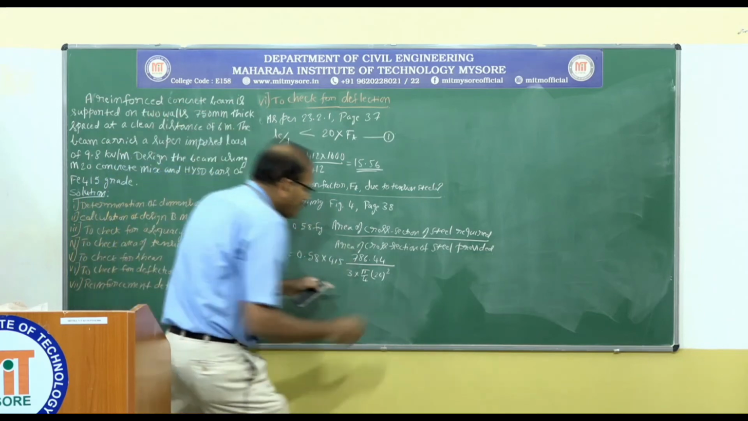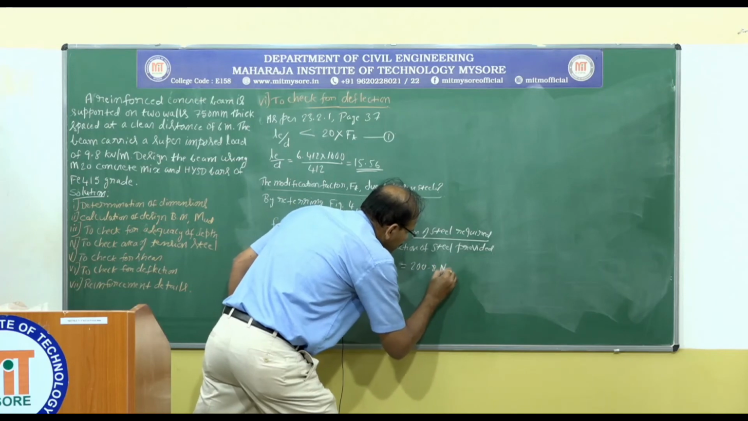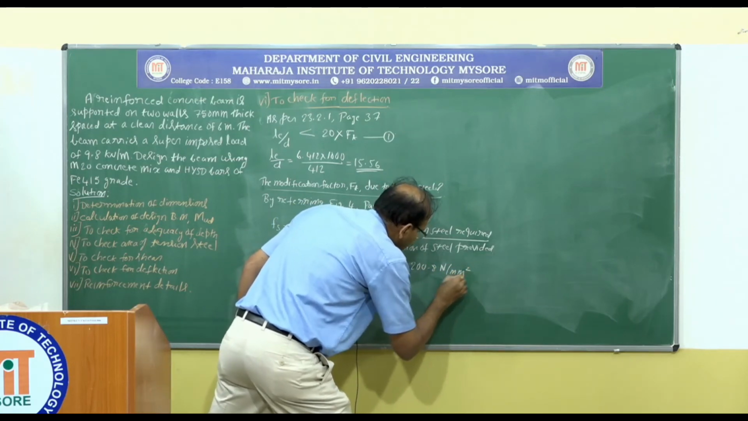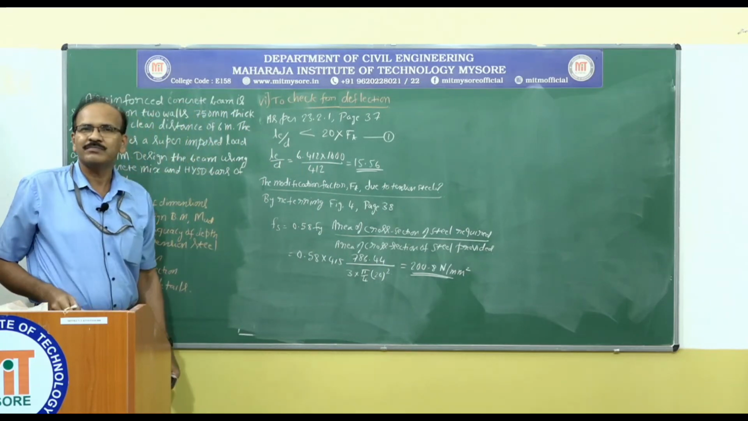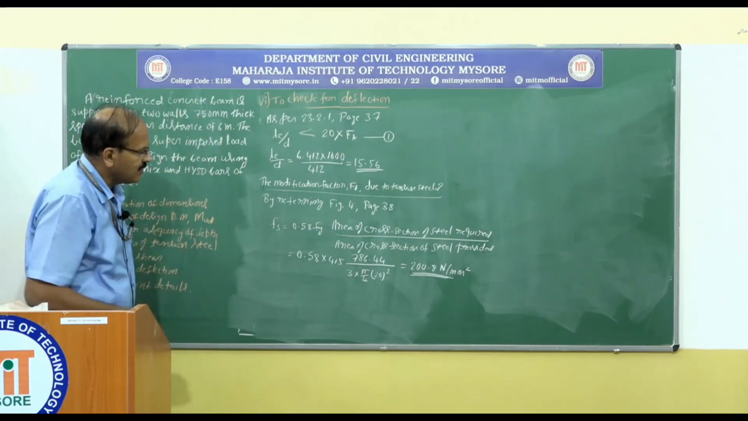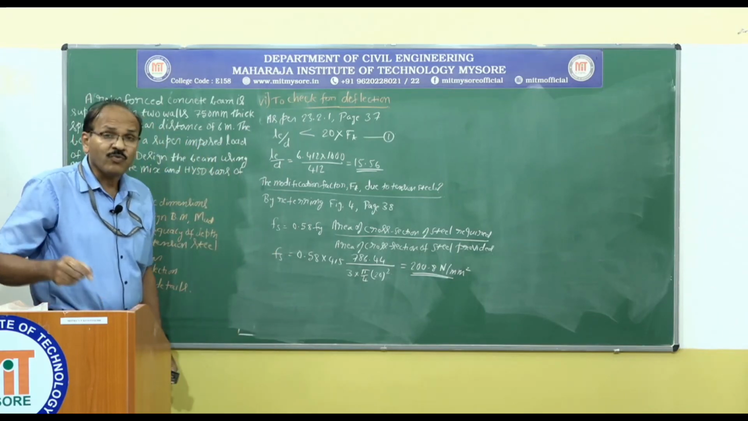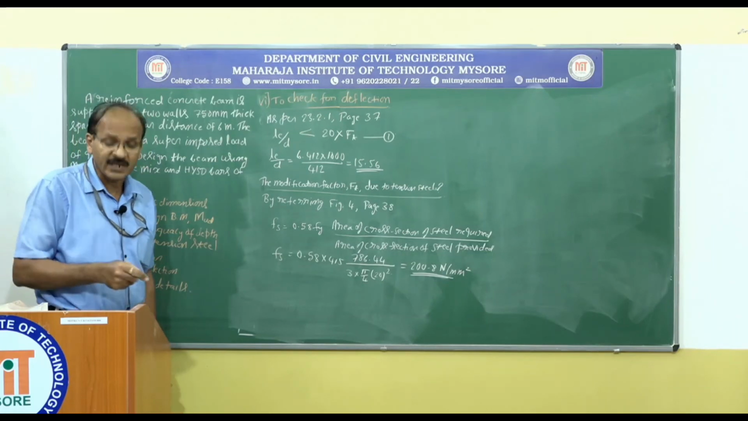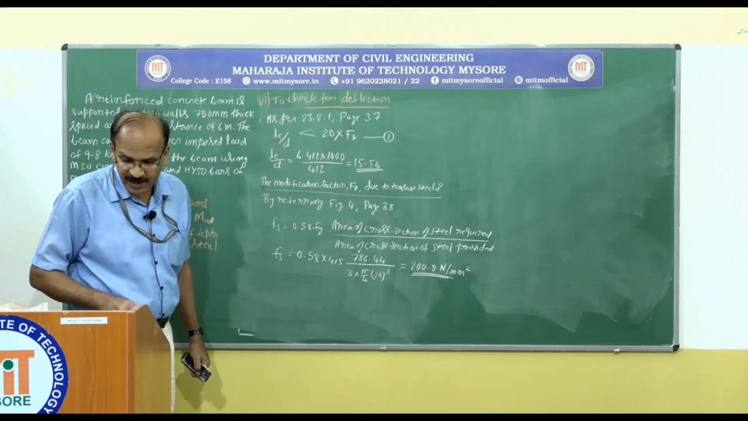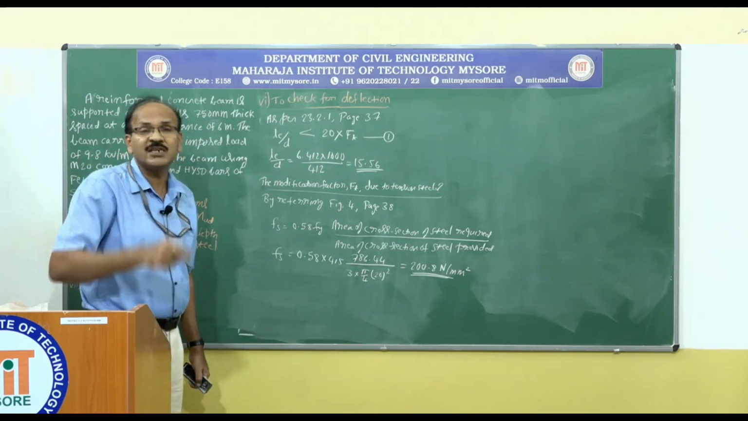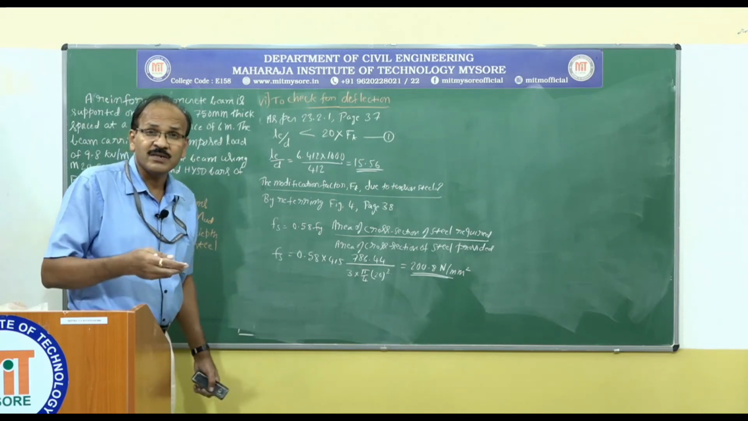So after calculation, we get the value of Fs equal to 200.8 Newton per millimeter square. That is the Fs value. So what is the next step? What else do we need to get the modification factor? Again, look at figure 4 on page 38. We need percentage of tension reinforcement.